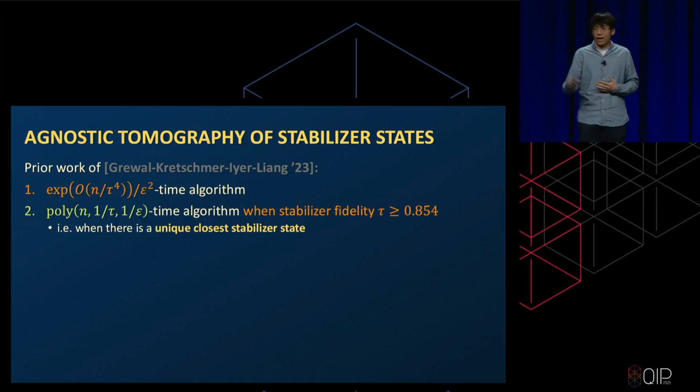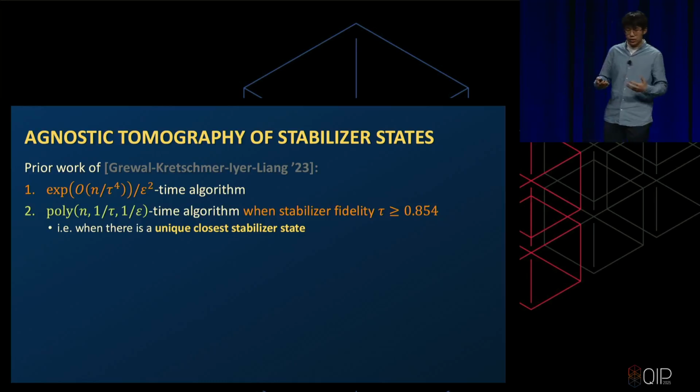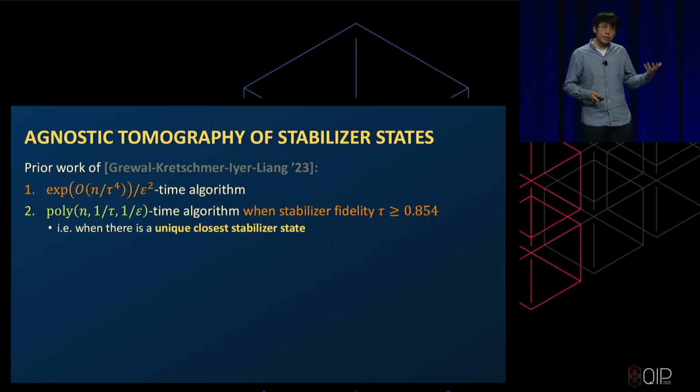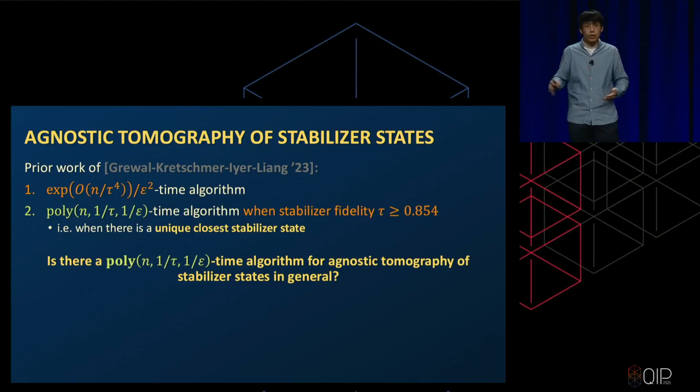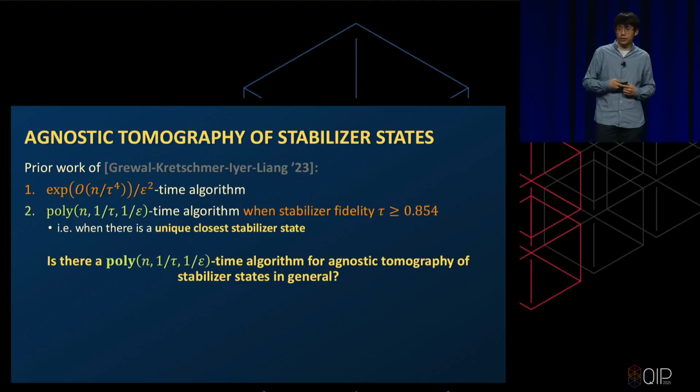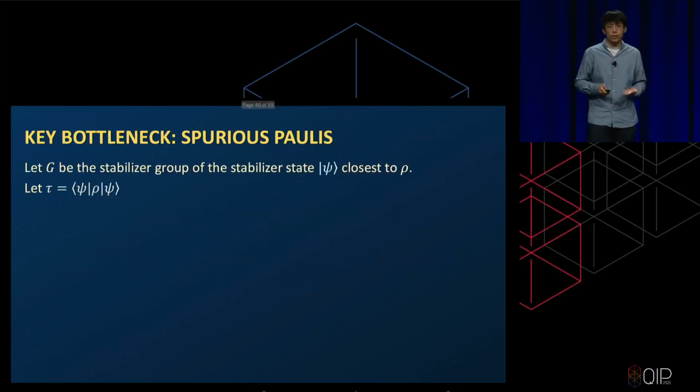And in this high fidelity regime, which John mentioned in the context of product states, they're actually able to get a polynomial time algorithm in all parameters, when the stabilizer fidelity is above a threshold such that there is a unique closest stabilizer state. So the natural question is, is there some polytime algorithm in all parameters that works even beyond this very high fidelity regime? We'll resolve that in the affirmative, but before I tell you about our guarantees, let me tell you about some natural bottlenecks.